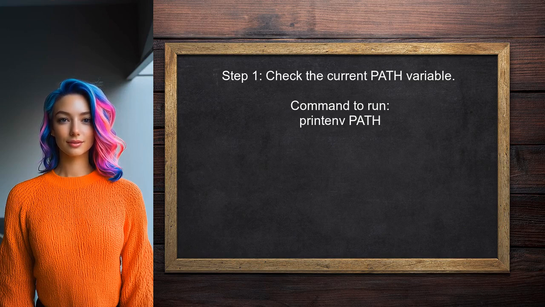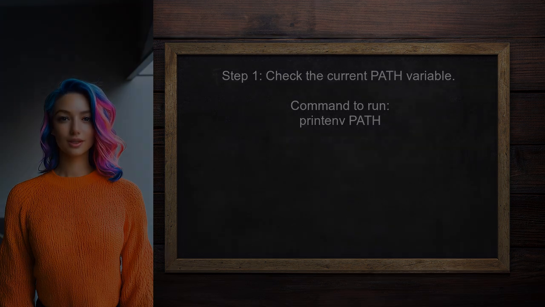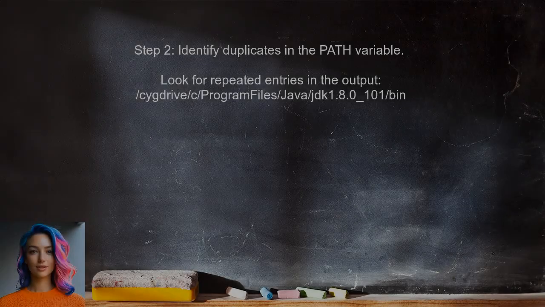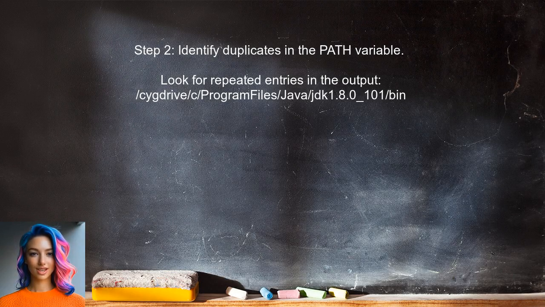To address the issue of duplicates in the path variable, the user should first check the current value of the path variable. This can be done by running a simple command in the terminal. Next, the user should identify where the duplicates are coming from. This often happens when the same directory is added multiple times. The user can look for repeated entries in the output from the previous step.